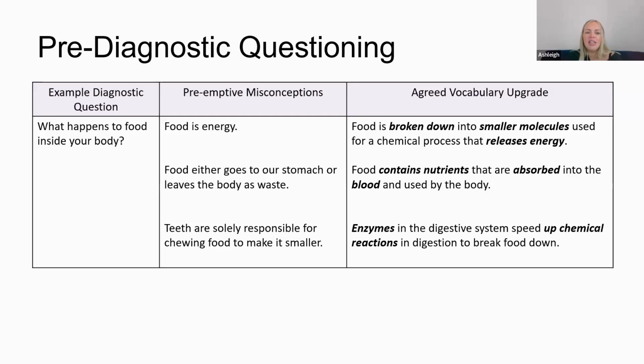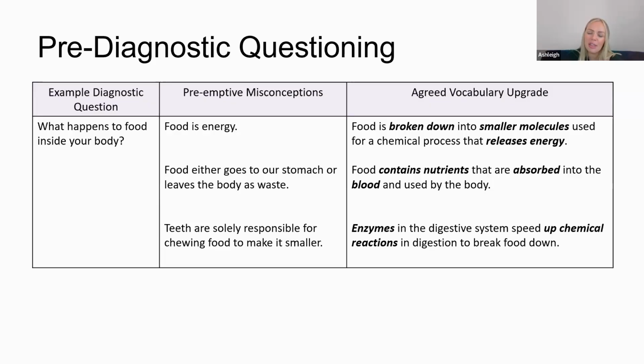What happens to food inside your body? You might ask a student cold call. You might ask them to write their answers on a mini whiteboard, but just in bullet points. You might ask a few students and get them to build on each other's answers. You might ask a student and ask another one if they were right or could they add to it. Use your autonomy. We do love a bit of teacher autonomy.